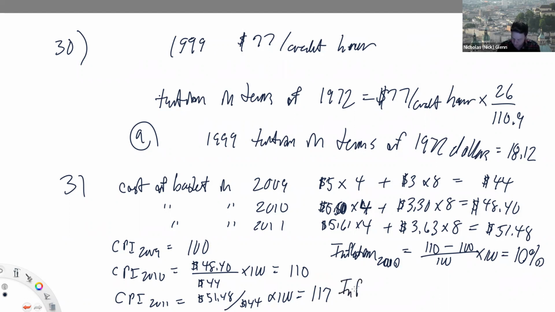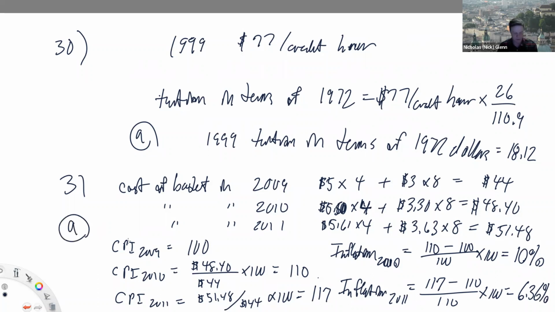What about inflation for 2011? Same way. Except now the current year is, we use the CPI from 2011, which is 117. Subtract by the previous year, which is now 110. Divide it by 110, multiply by 100. And what that'll give you is an inflation rate of 6.36. All right, and that's going to be A. That's the answer to that one.